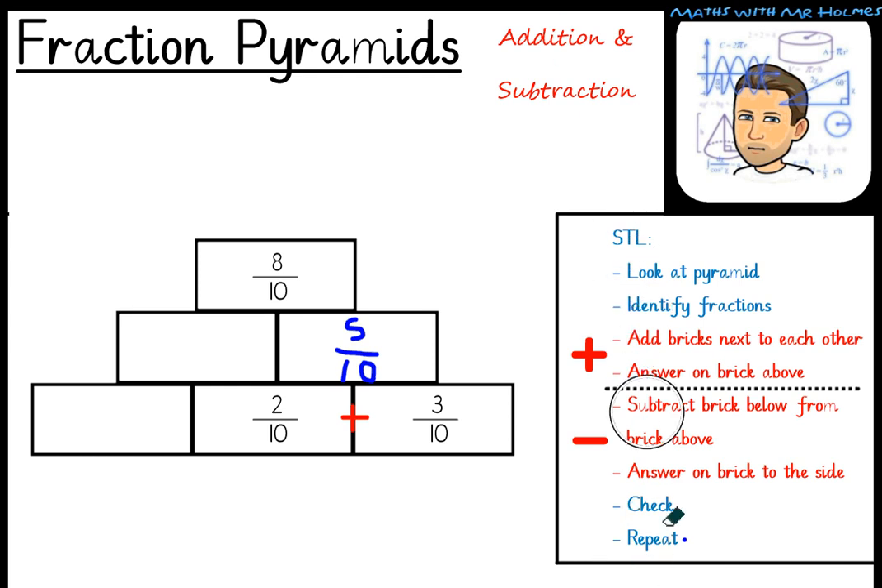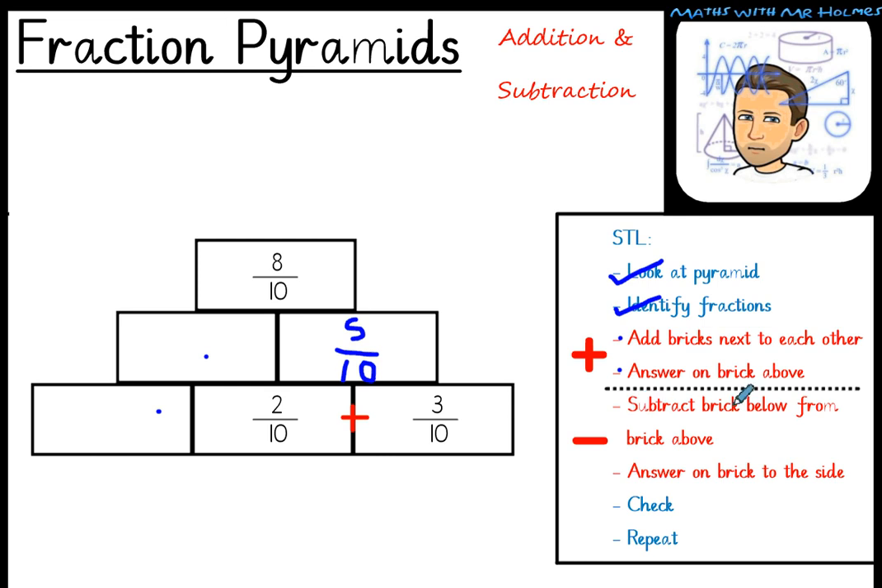Okay, I'm going to start again then. Look at my pyramid. I've got 2 blank here. Identify the fractions. So I've got 8/10, 5/10, 2/10, and 3/10. Can I add any bricks? Add bricks next to each other. I've got these 2, but I've already got that one. No, I can't do these steps. So let's go on to the subtraction.